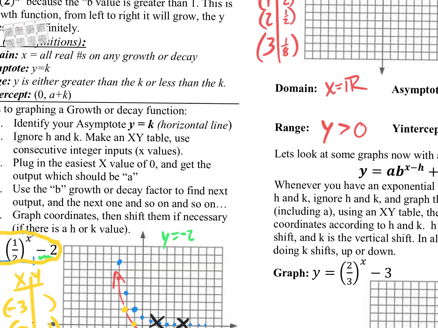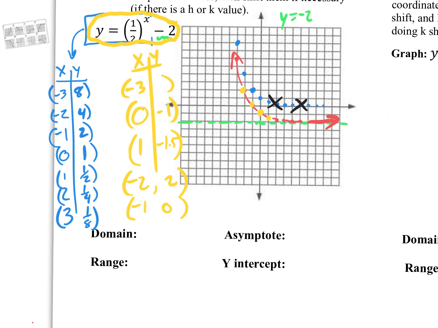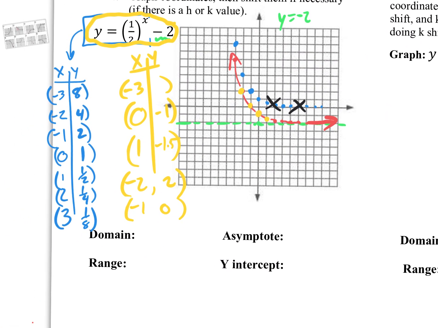Let's go back to the one we did before. The domain, again, x equals all real numbers. The range, y, is going to be either above or below the asymptote. Is this graph above the asymptote or below the asymptote? It's clearly above the asymptote. So what is that asymptote k value? That's -2. So it's above the y value of -2. You say y is greater than -2.